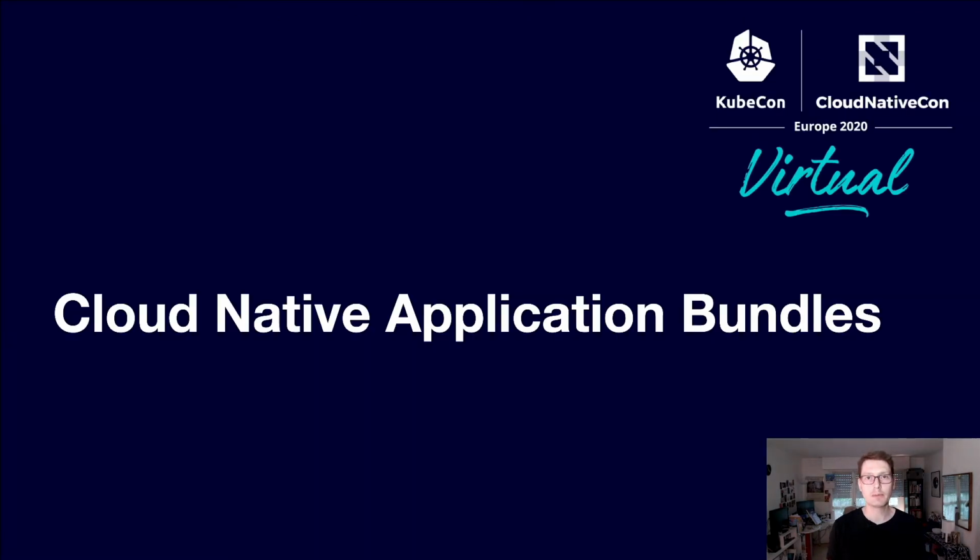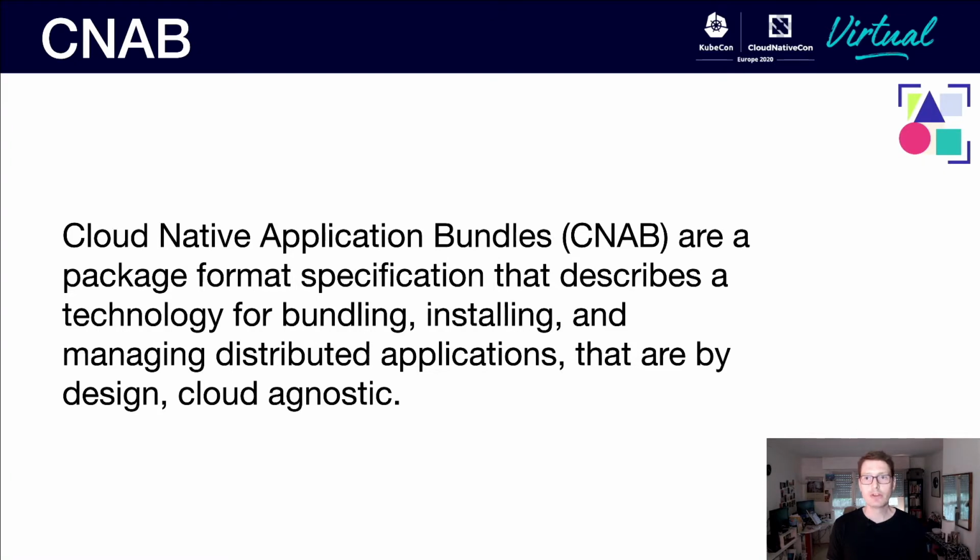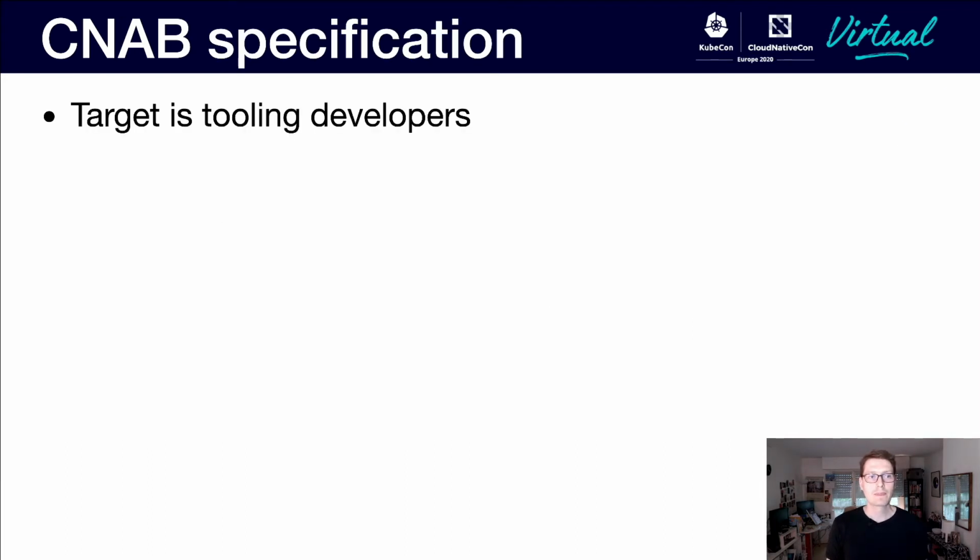So that brings me to Cloud Native Application Bundles. What is Cloud Native Application Bundles? Well, we call it CNAB affectionately. A Cloud Native Application Bundle, or a CNAB, is a packaging format specification that describes a technology for bundling, installing, and managing distributed applications that are by design cloud agnostic. So the first thing you should take away from this is that it is a specification and it is cloud agnostic. It's not interested in where you'll be running your application or which tools will be used. It really is designed to be something that solves a problem for everything. So who is the target? Well, the target is clearly people who are building tools like me.